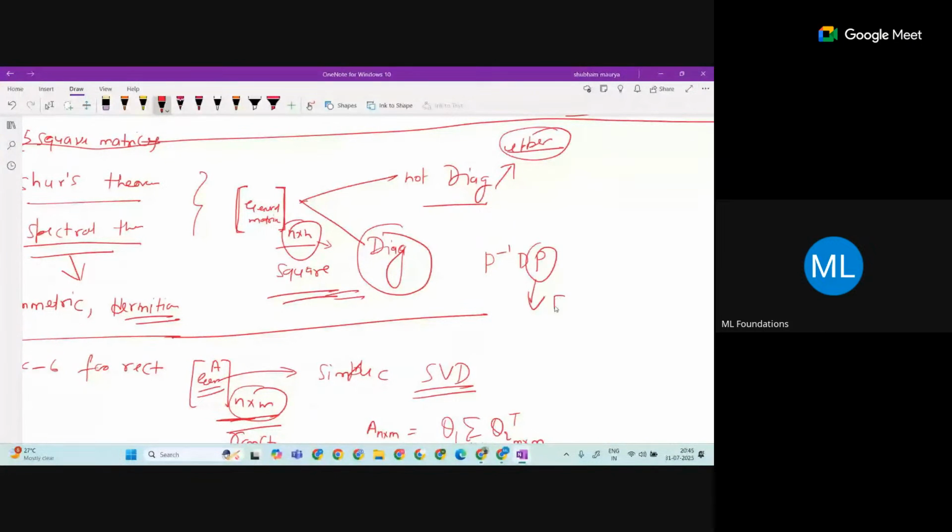If you are not able to form this P, it means that many eigenvectors you are not able to get, and in that case your matrix is not diagonalizable. If you are able to get them, then your matrix is diagonalizable.